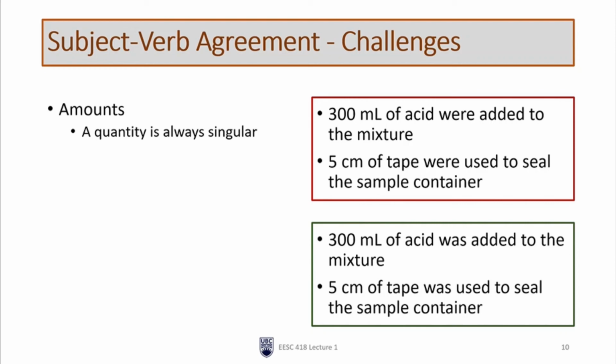5 centimeters of tape were used to seal the sample container. Again, it sounds like it should be were because we're saying 5 centimeters. However, the correct construction is 5 centimeters of tape was used to seal the sample container because all quantities take on a singular verb.